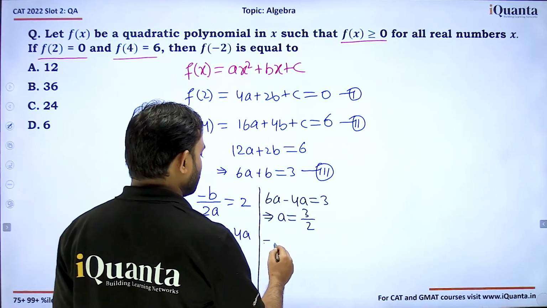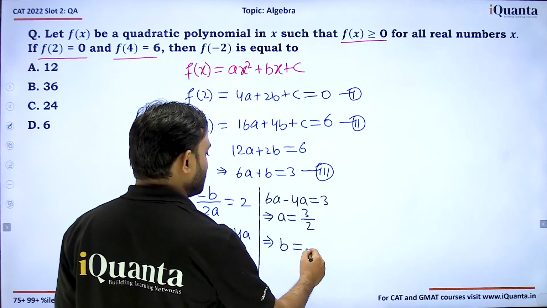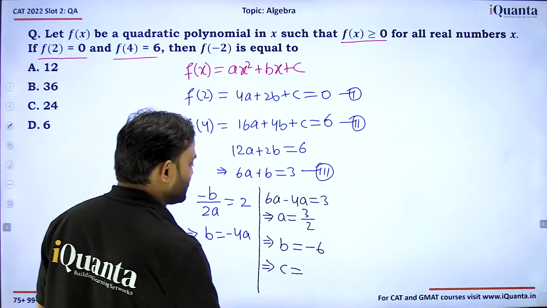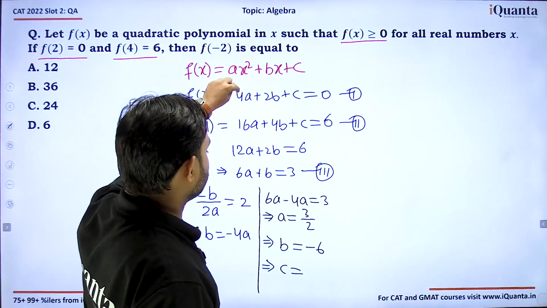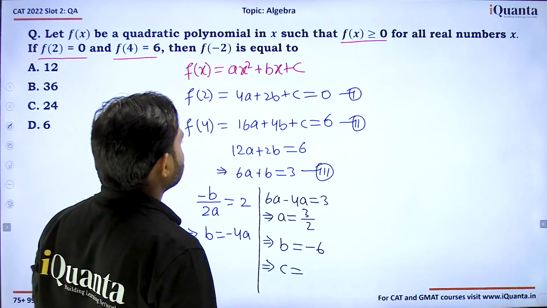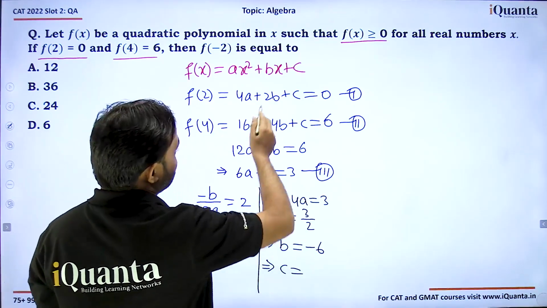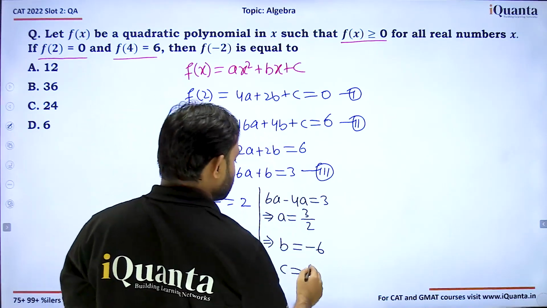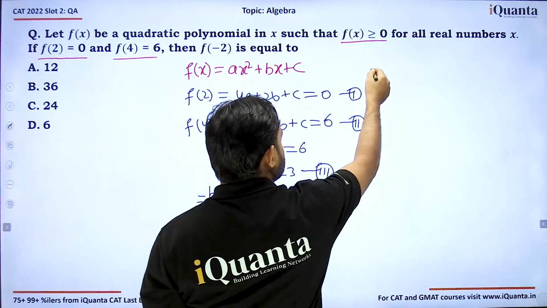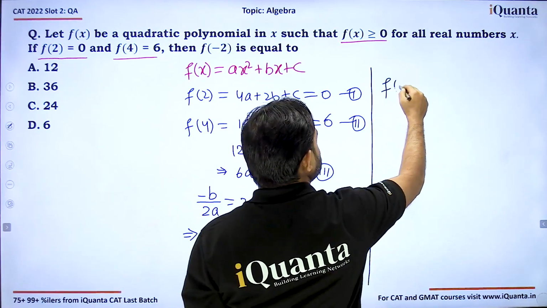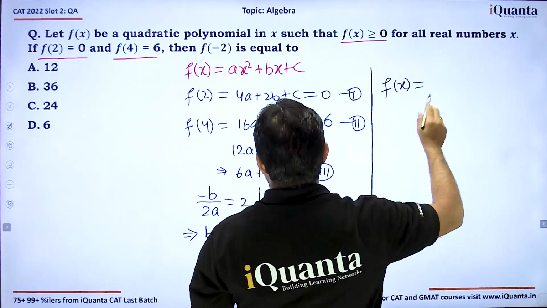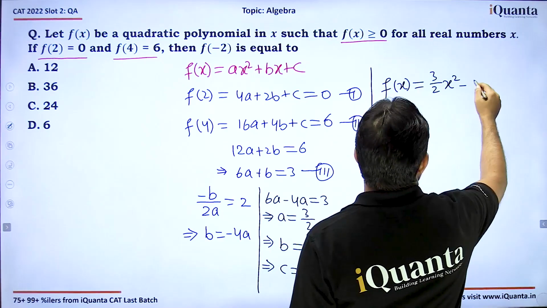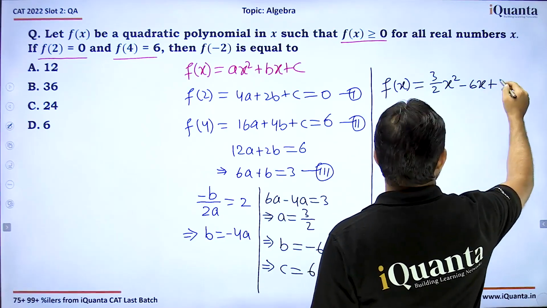If a is 3 by 2, we can say b will be equal to minus 6, putting here, and b is minus 6. We can also find out c. Let's put it here. This will become 3 by 2 into 4 is 6. This is minus 12. So 6 minus 12 is minus 6. So c must be 6 to get it 0. So now we get our expression f(x) is equal to ax square, which is 3 by 2 x square, plus bx, minus 6x, plus c, which is plus 6.